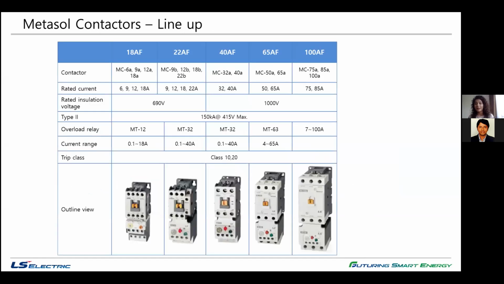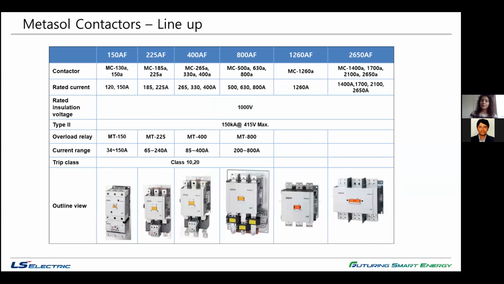Now, talking about the lineup, as I mentioned, we have the range available from 6 ampere to 2650 ampere. The lower ampere range is from 18 up to 100 ampere frame size with rated insulation voltage of 690 up to 22 ampere frame size, and above that it's 1000 volt. We have type 2 coordination with breaking capacity up to 150 kA at 415. Now the thermal overload relays completely depend on the ampere frame size that you select. So it ranges from there. And the tripping class characteristic is class 10 and 20.